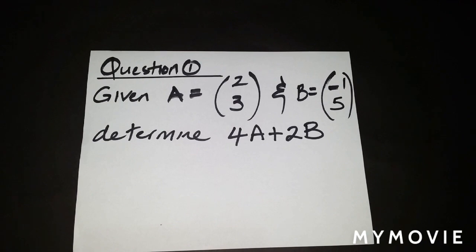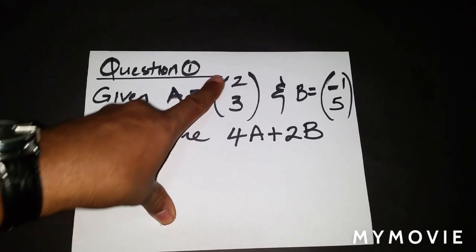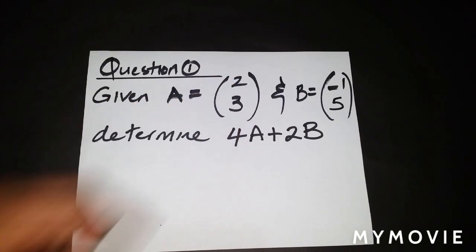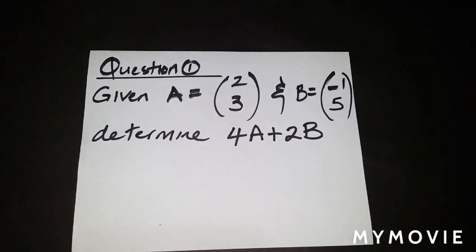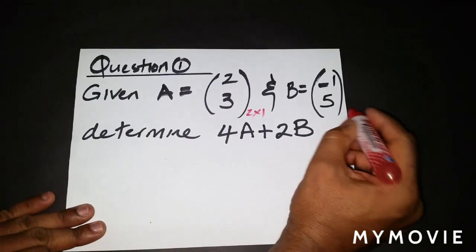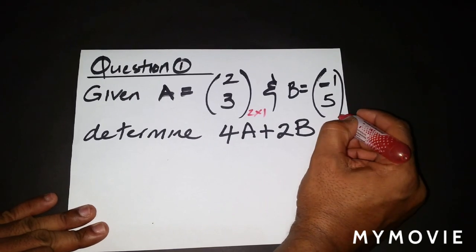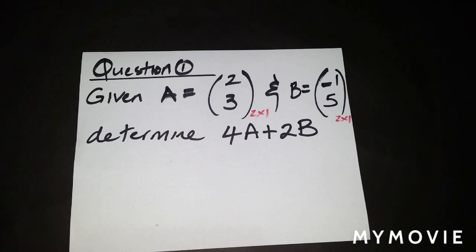Alright guys, welcome back, and we're going to be looking at three questions similar to the one that you're looking at now. This is question 1, and they've given us two matrices, matrix A, which is 2, 3. This is a 2 by 1 matrix, so I'm just going to indicate this here. It's a 2 by 1, so I'm just going to make a note there. And matrix B, which is minus 1, 5, is also a 2 by 1 matrix.